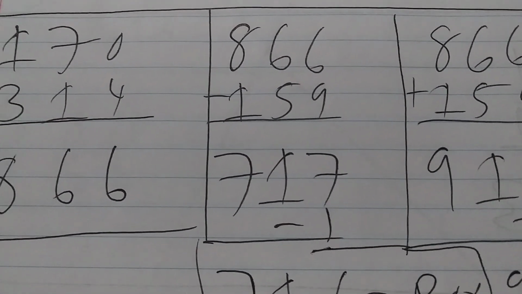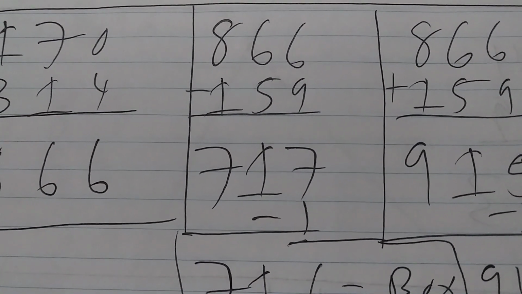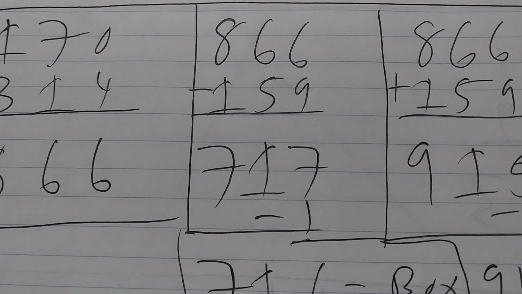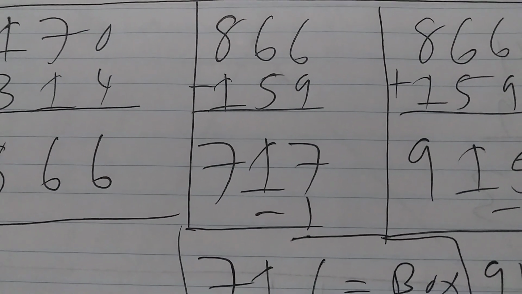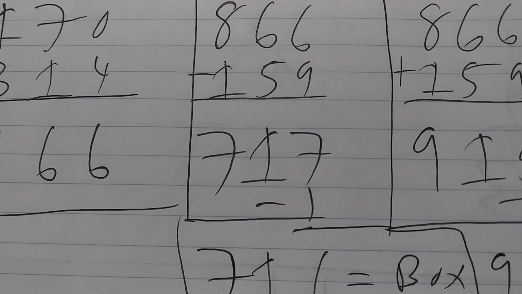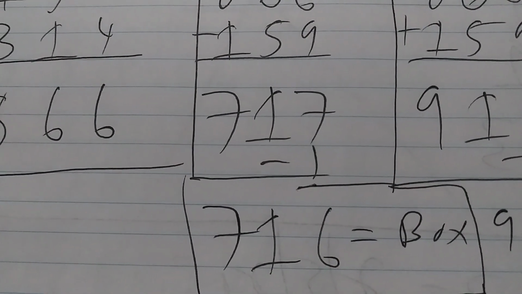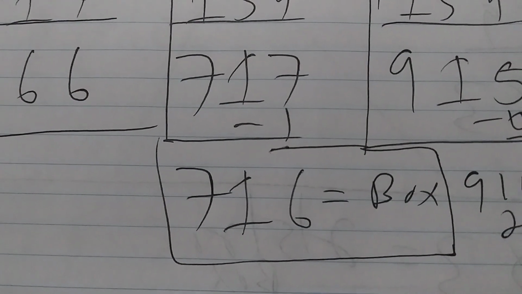You're going to take 866, which you got from over here, minus 159. 8 minus 1 is 7. 6 minus 5 is 1. 16 minus 9 is 7. You're going to bring down 7, 1, and then 7 minus 1 is 6. And that did hit box. Again, I don't recall the day with that one.